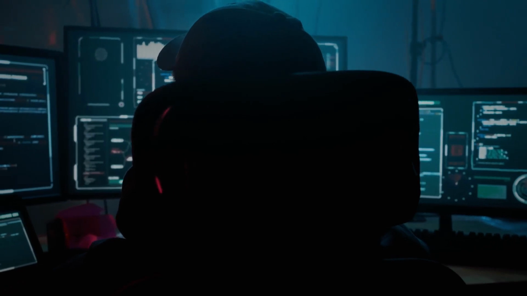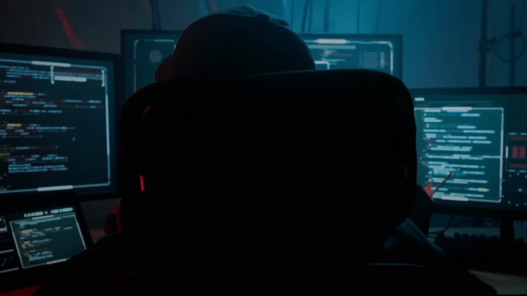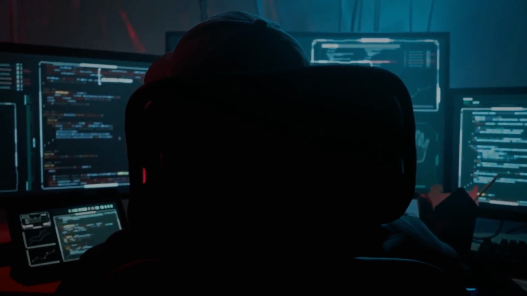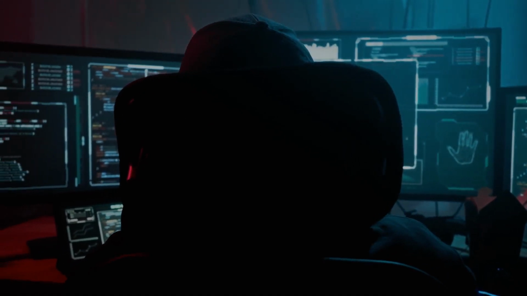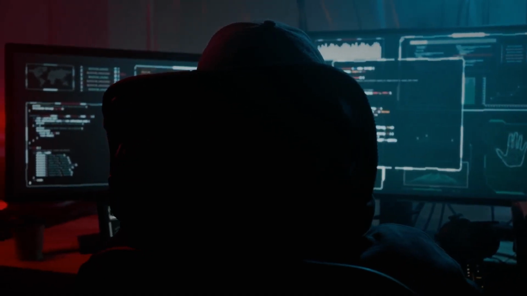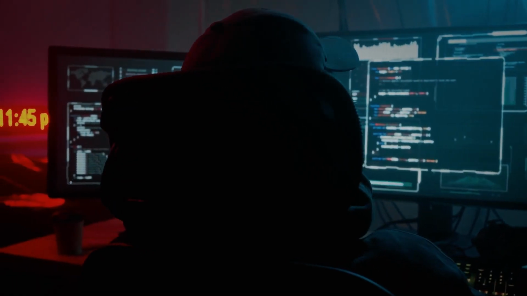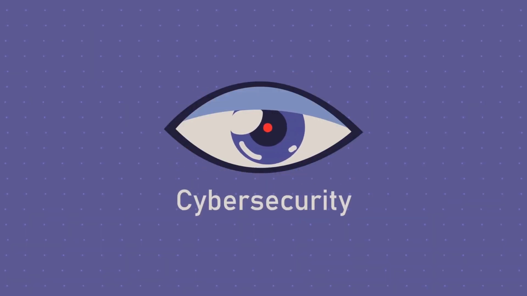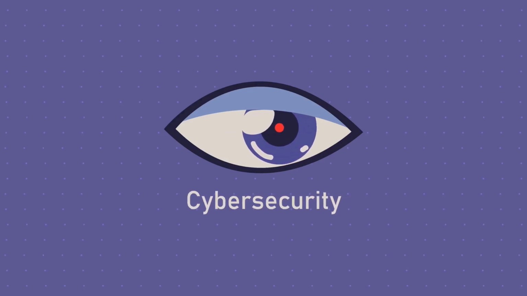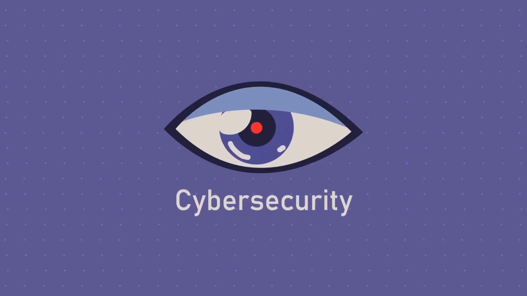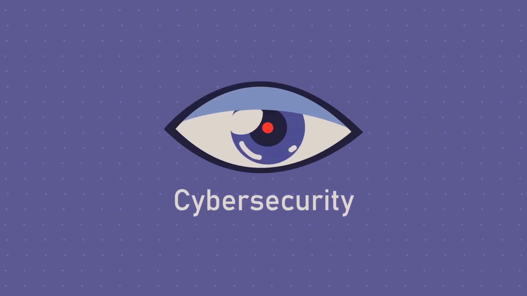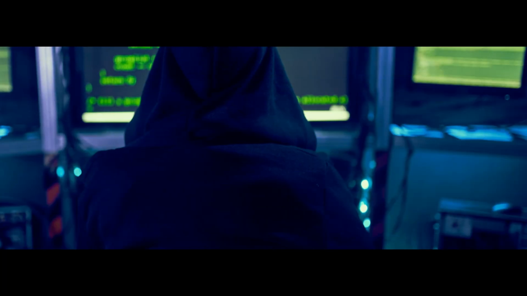First, let's start by identifying the assets. These could be anything from data, hardware, and software to intellectual property and personal information. Knowing what you need to protect is the first step in any cybersecurity strategy.